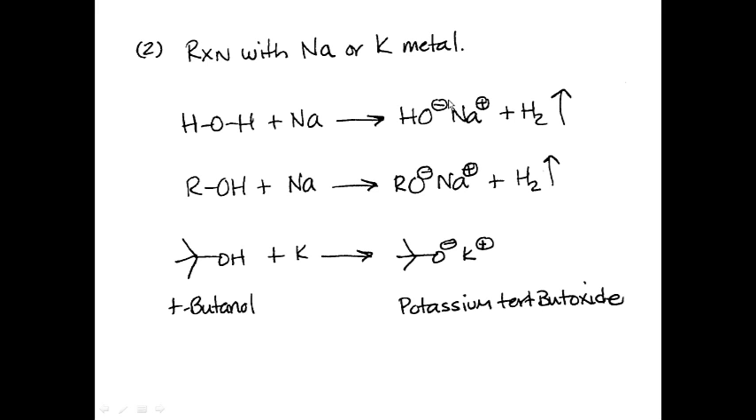But before I talk about the deprotonation, which I will in a moment, there's another way to make alkoxides, and that's to react alcohols with either sodium or potassium metal. This is a similar reaction to one you learned in general chemistry. In general chemistry, you talked about the reaction of an alkali metal with water, something like sodium or potassium or cesium or lithium with water.